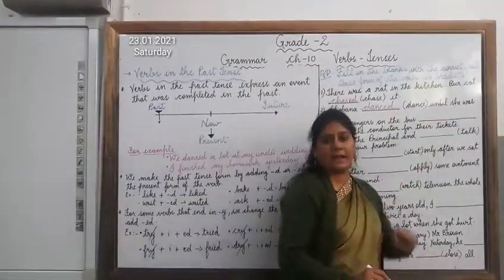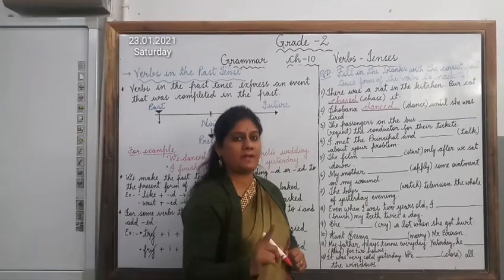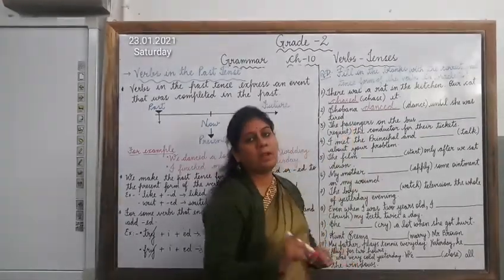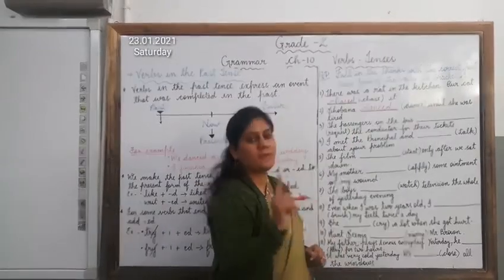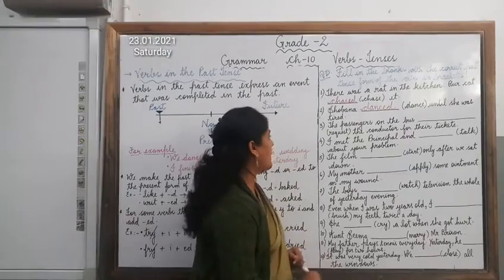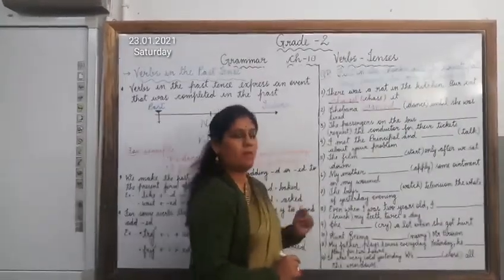She was tired. Children, remember that we use was and were in the past tense. Okay? And here we are talking about Shobna, that is singular. So in singular form we will always use was. Okay? When we talk about a singular noun we use was.